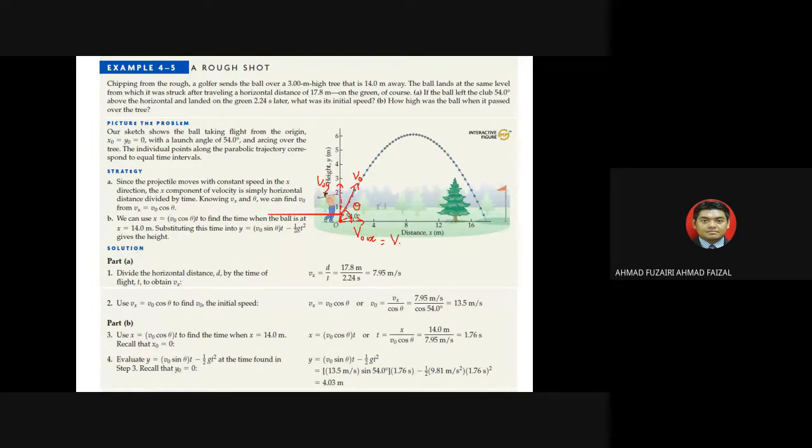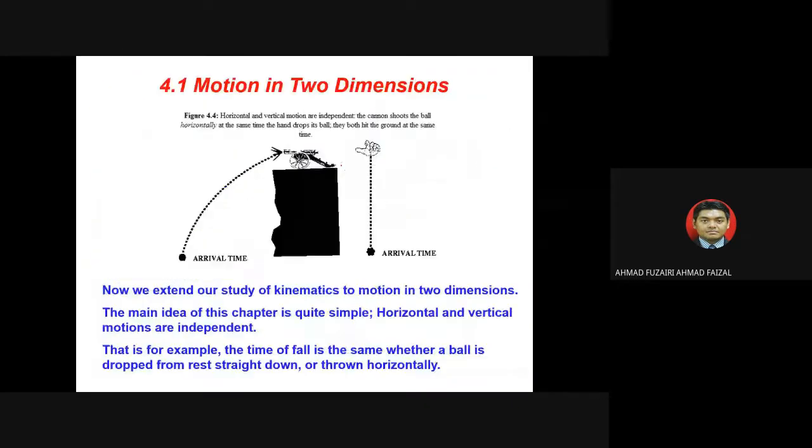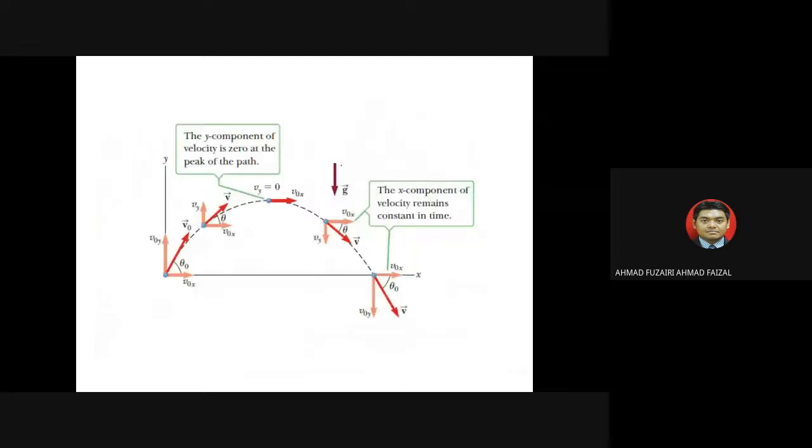Based on our learning lesson in terms of vector, V naught x is V naught cos 54, and V naught y is V naught sine 54. So the idea of projectile is actually based on this part. This is V naught. This is V naught x. This is V naught y. So V naught y is V naught sine theta. The theta is always here.